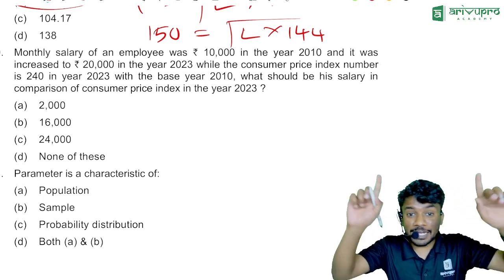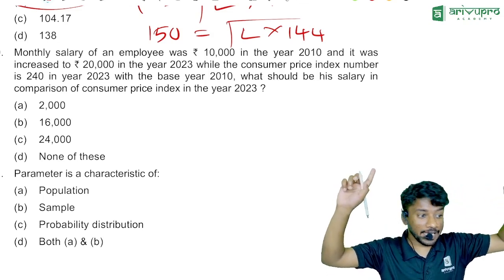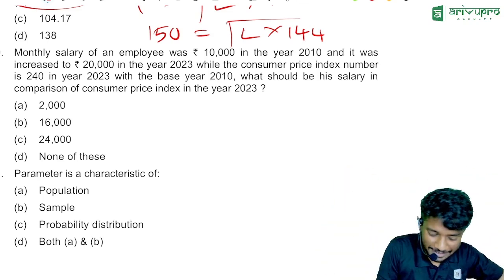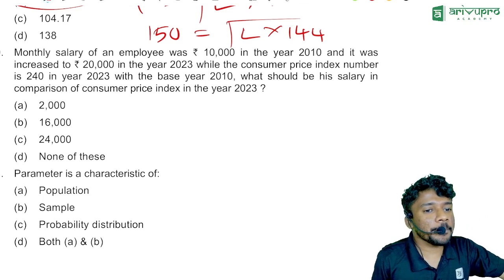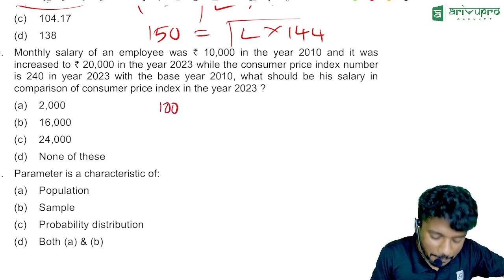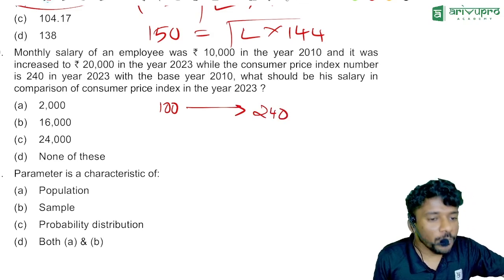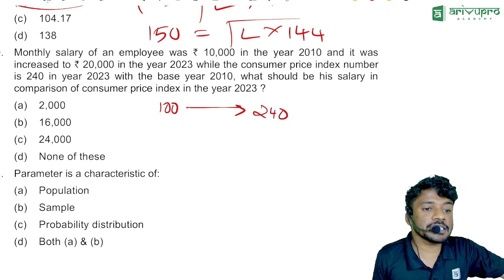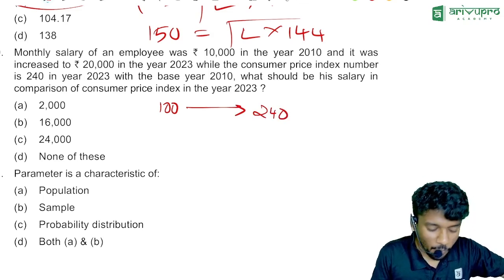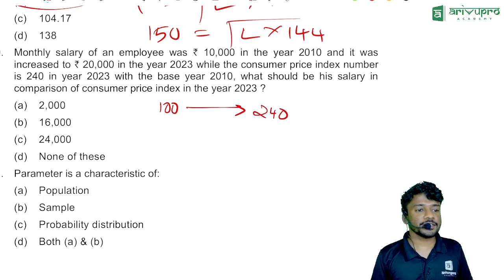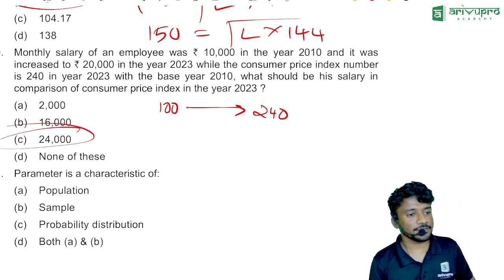Yes. I'll show you another method for this. Till now, I haven't shown. Let me confuse you guys. So, what is the base? 100 is the base, right? 100 is becoming how much? 240. How much increment is there? 140% increment is there, right? So, take the calculator. 10,000 plus 140% is how much? 24,000. That's our answer. Okay?